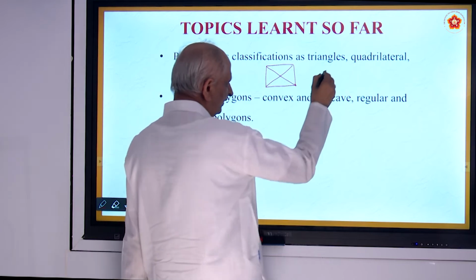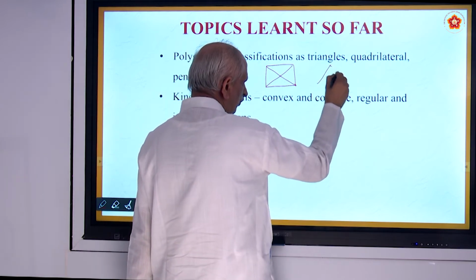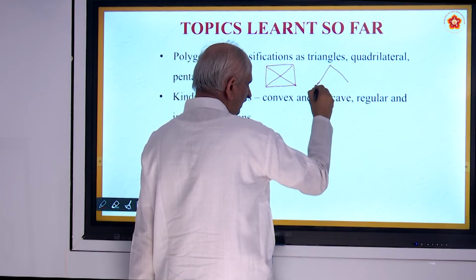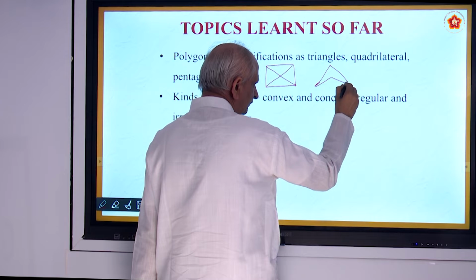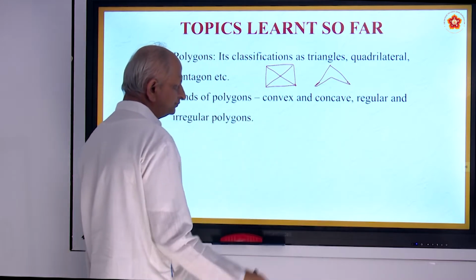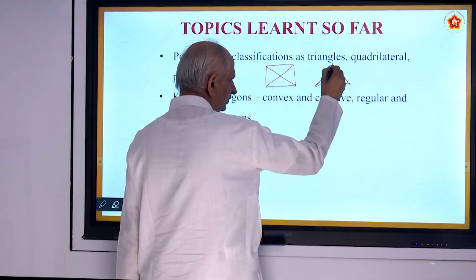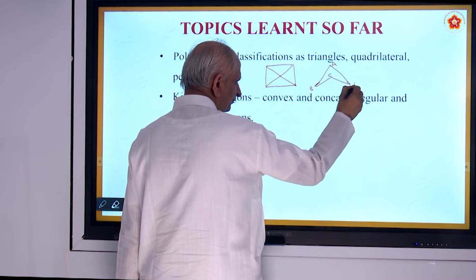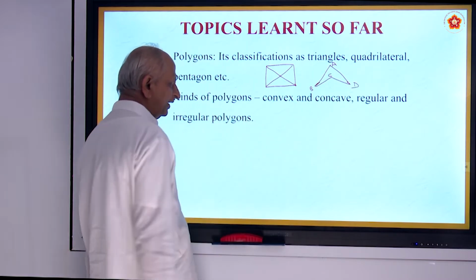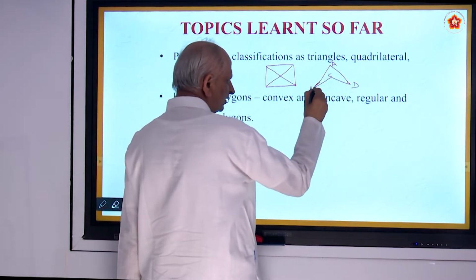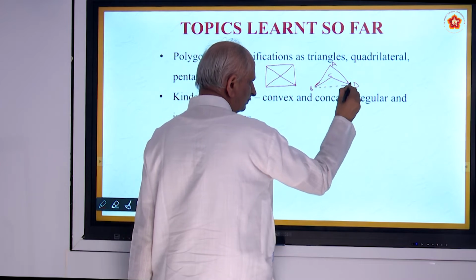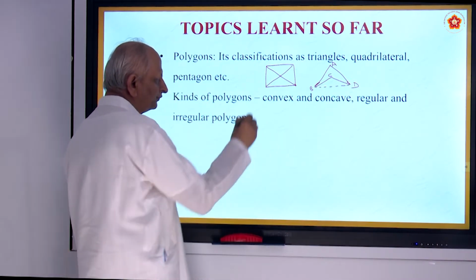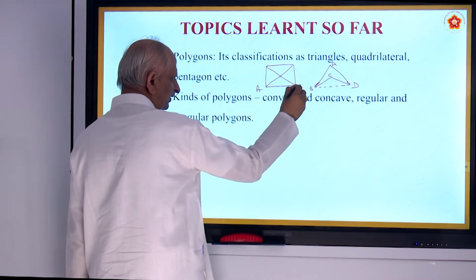Concave polygon means one or more than one diagonal will be outside. So for example, this is A, B, C, D. AC is one diagonal, BD is another diagonal. This BD diagonal will be outside. Is it not? Suppose here A, B, C, D.